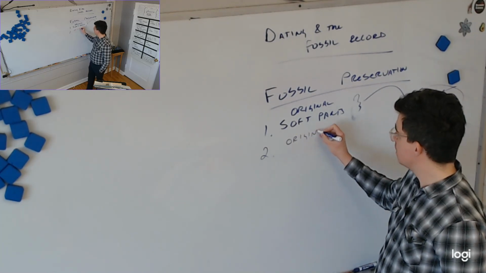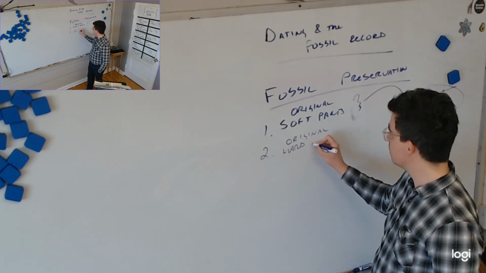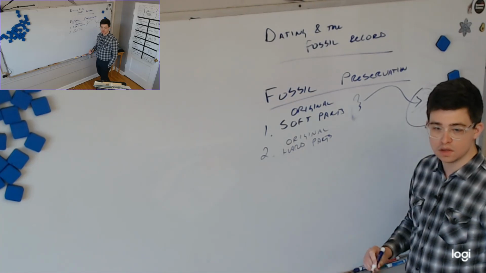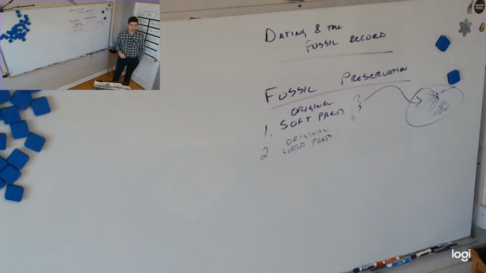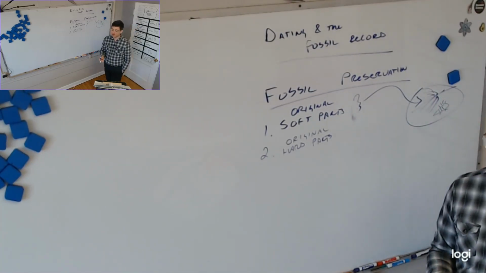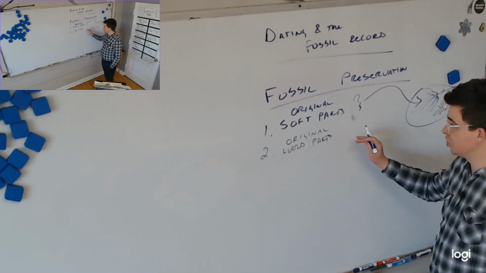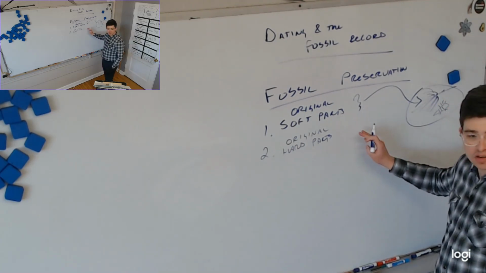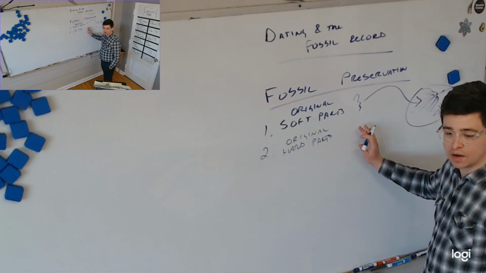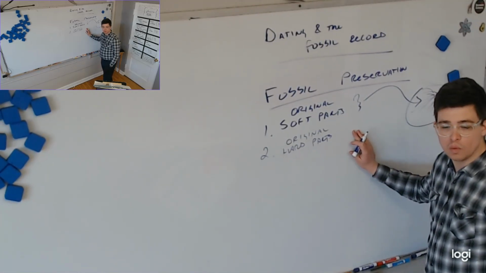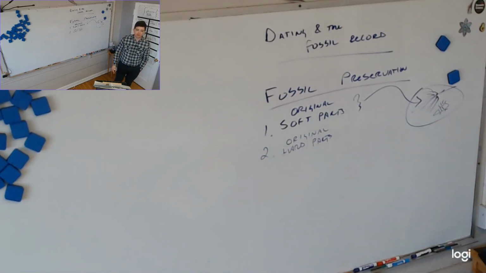If this one was original, what do you think? Original hard parts. What's a hard part that you have? Bones. What else? Teeth. What else? Maybe claws. Fingernails. Yeah. Original hard parts would be the literal parts of that organism. This is also rare. Have you been to the Denver Museum of Nature and Science where they have that big Tyrannosaurus Rex? That is not bones. It looks like bones, but that is not bones.